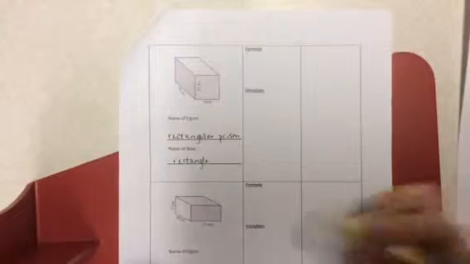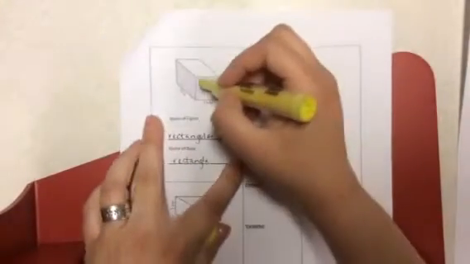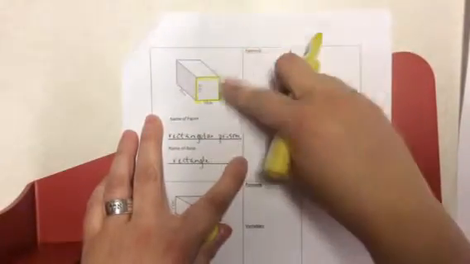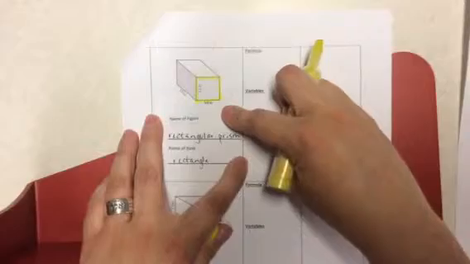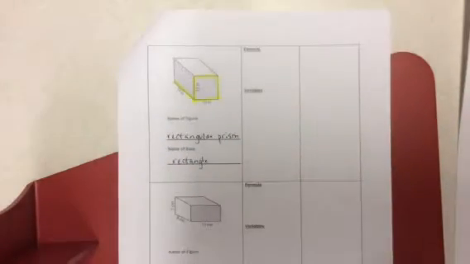Now we have to determine, well, what's the base? Remember, it doesn't always have to be sitting on its base. I'm just going to go ahead and call this our base. So if it was sitting on this base, how tall would it be? The height would be 15. So always highlight your base and your height.